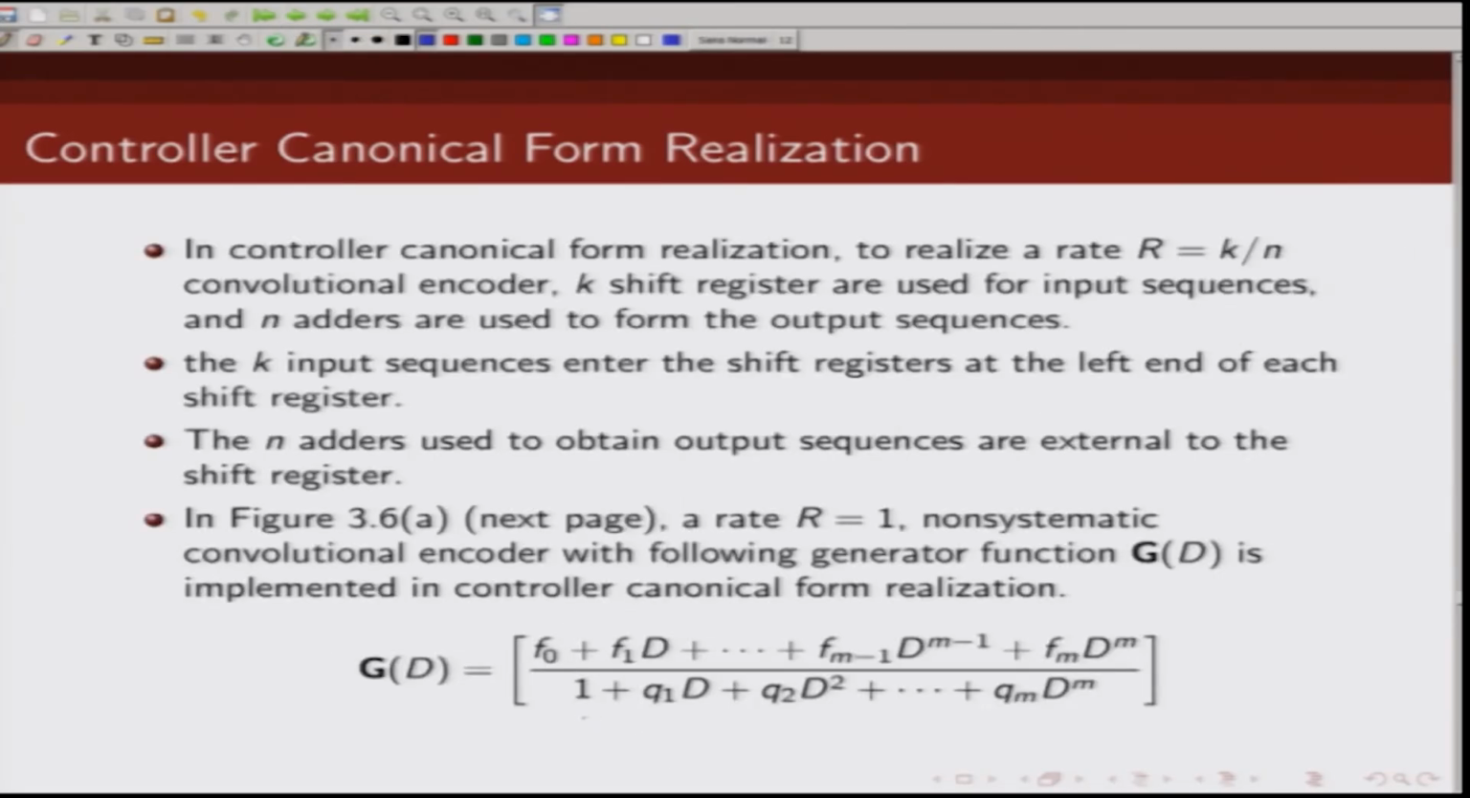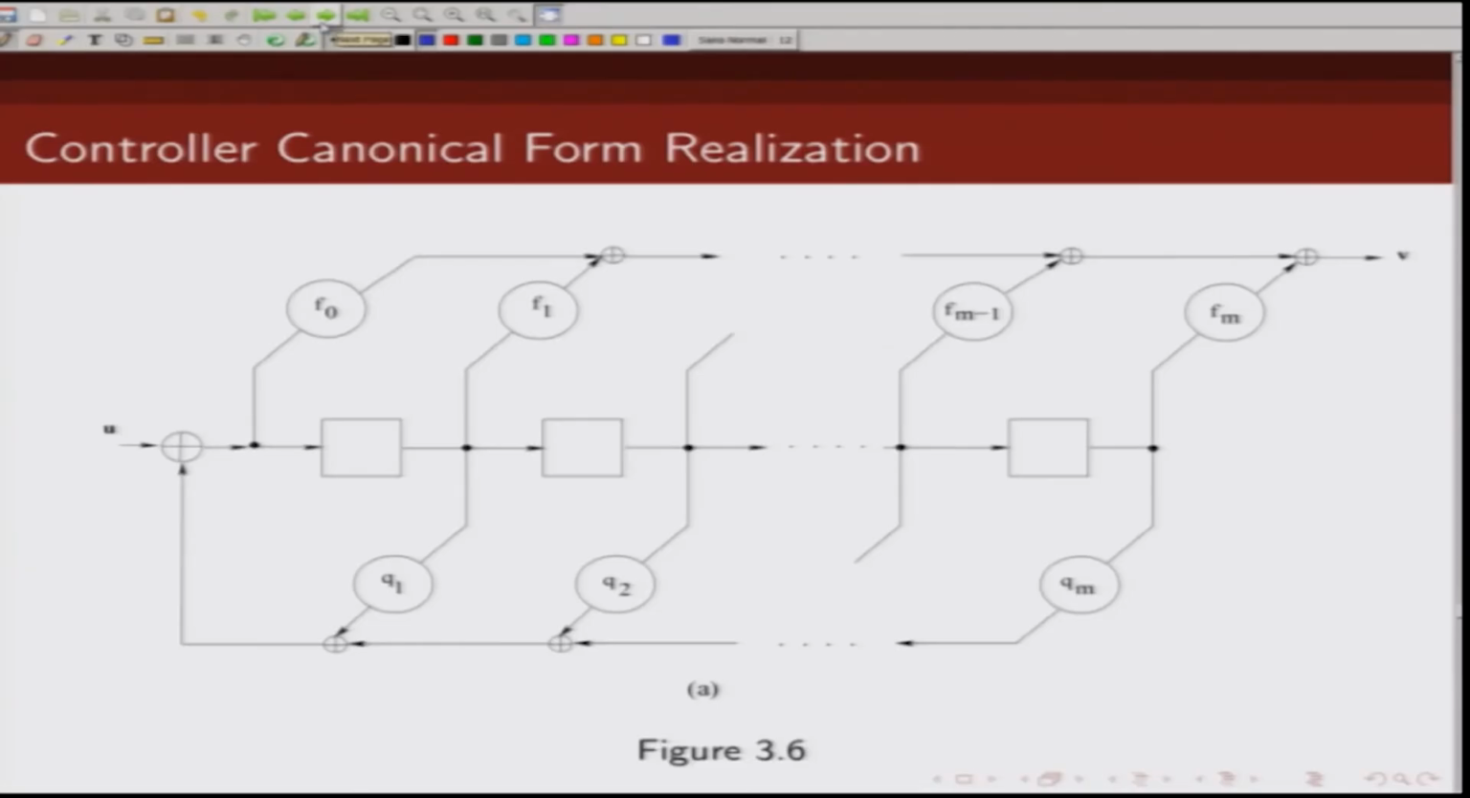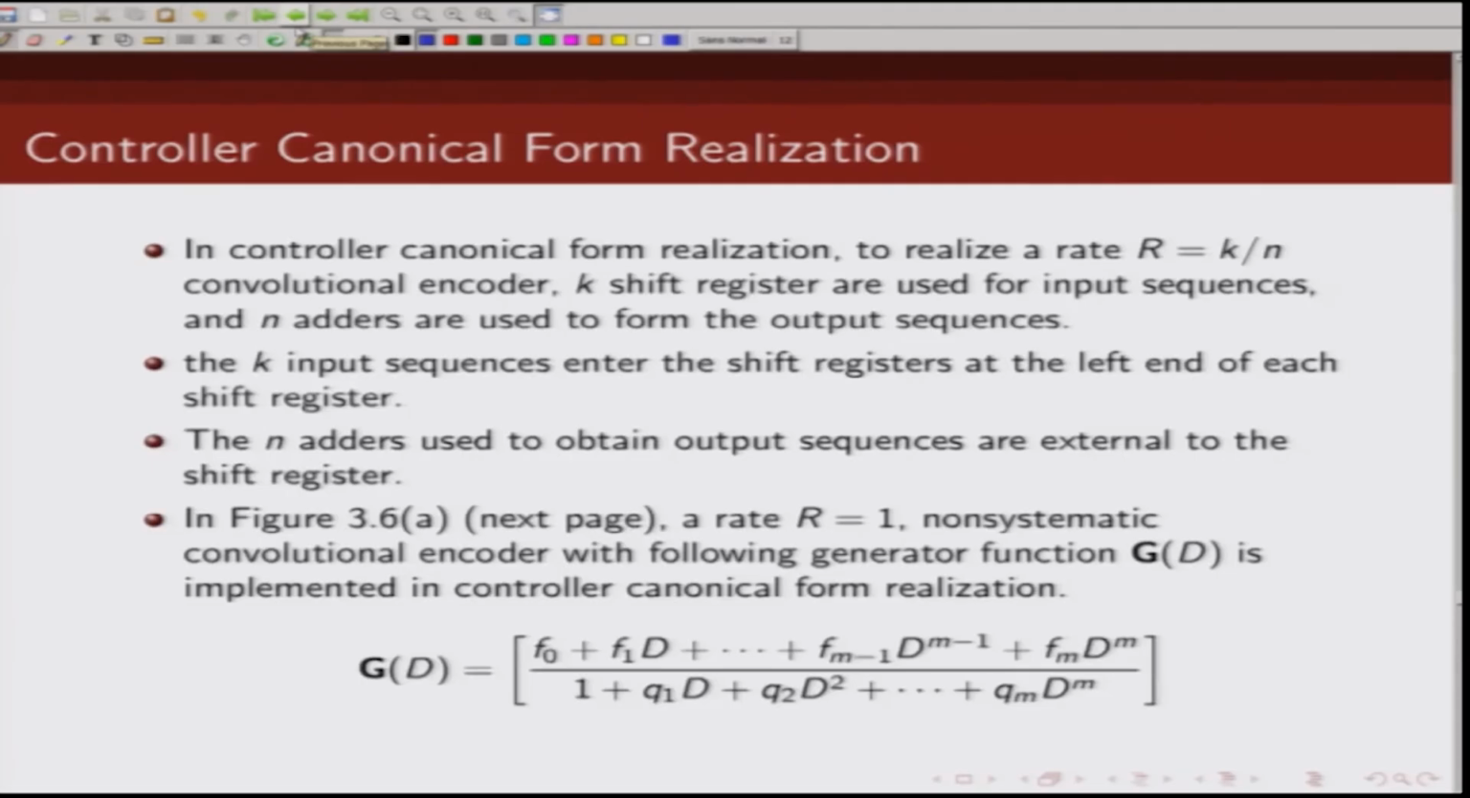Now, the k input sequence enter the shift register from the left hand side. So, we can see here the input is entering from this hand side. Since this is a feedback encoder, let us first look at the numerator term. What do we have here? We have f0 plus f1d plus f2d squared.